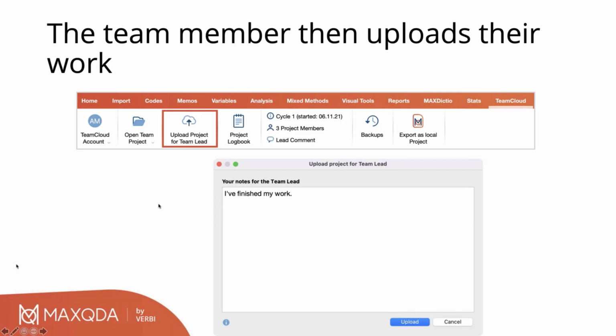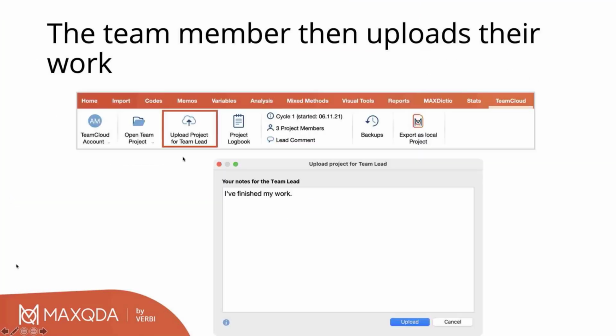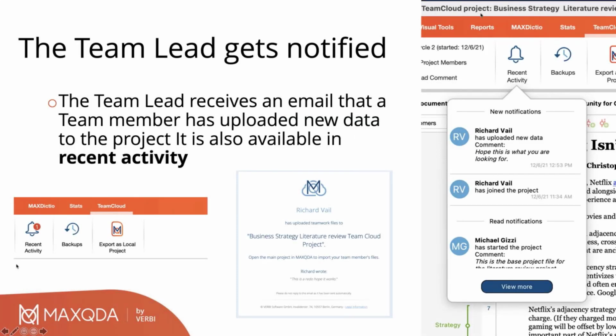So the team member finishes their work. They are ready to upload the project to TeamCloud. They click Upload Project. I finish my work. In general, I'm going to suggest that oftentimes this should be specifics in terms of the types of things you did, and I'll show you that in another example in a few minutes. I click Upload, and it uploads to TeamCloud.